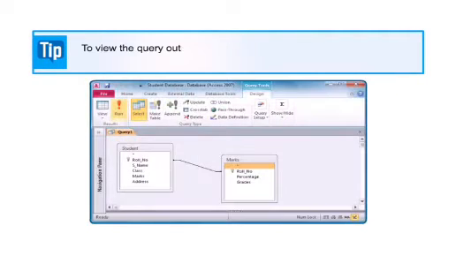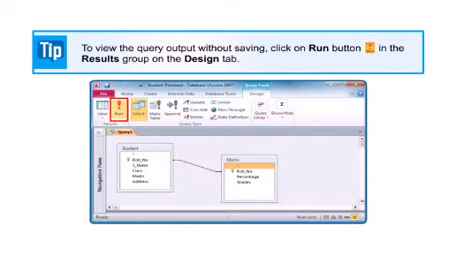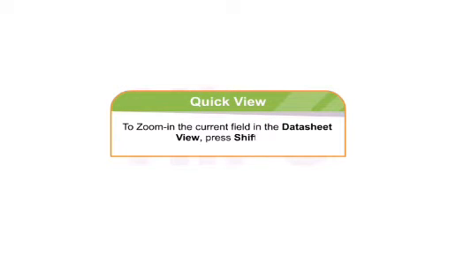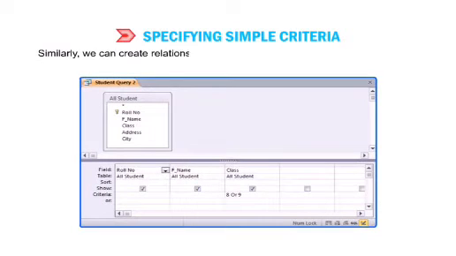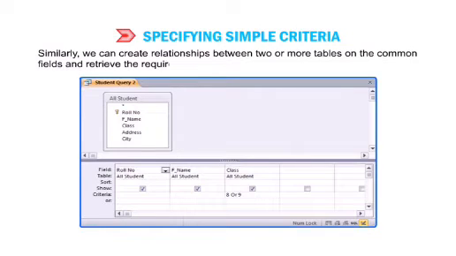Okay, let me give you an interesting tip. To view the query output without saving, click on the Run button in the Results group on the Design tab. Let us take a quick view. To zoom in on the current field in the datasheet view, press Shift plus F2. Similarly, we can create relationships between two or more tables on the common fields and retrieve the required information using a query. Let us understand how to specify multiple criteria.